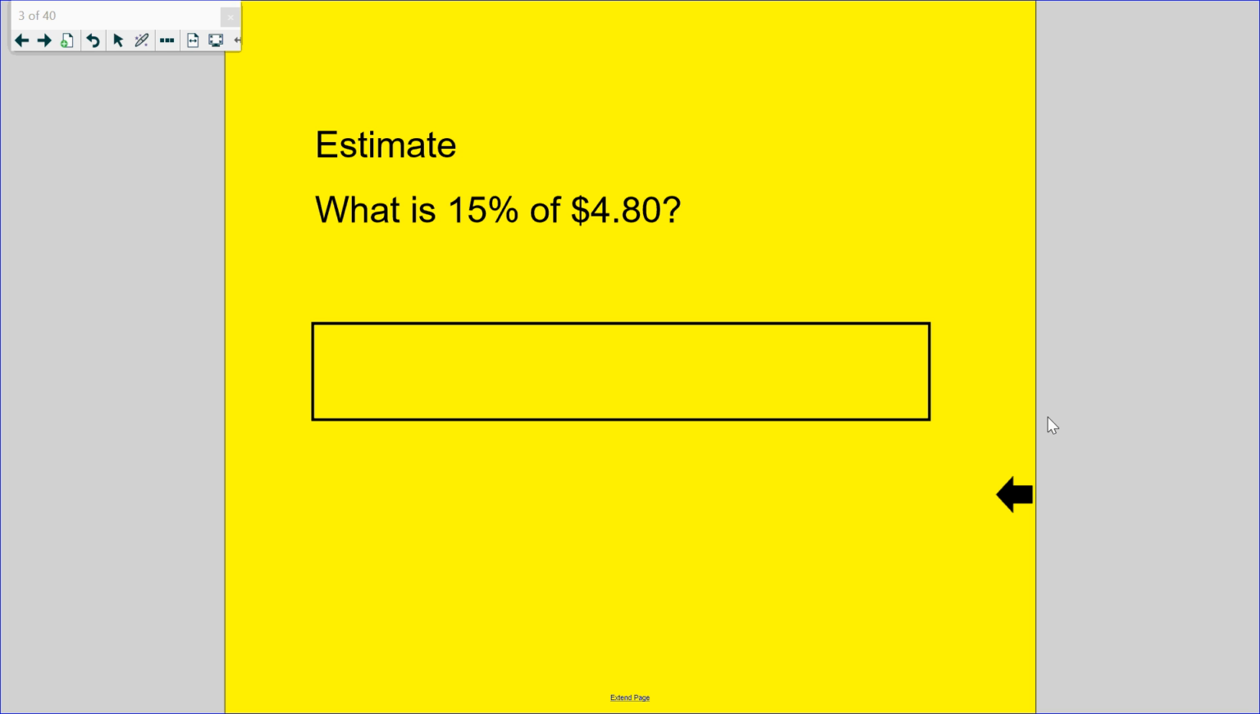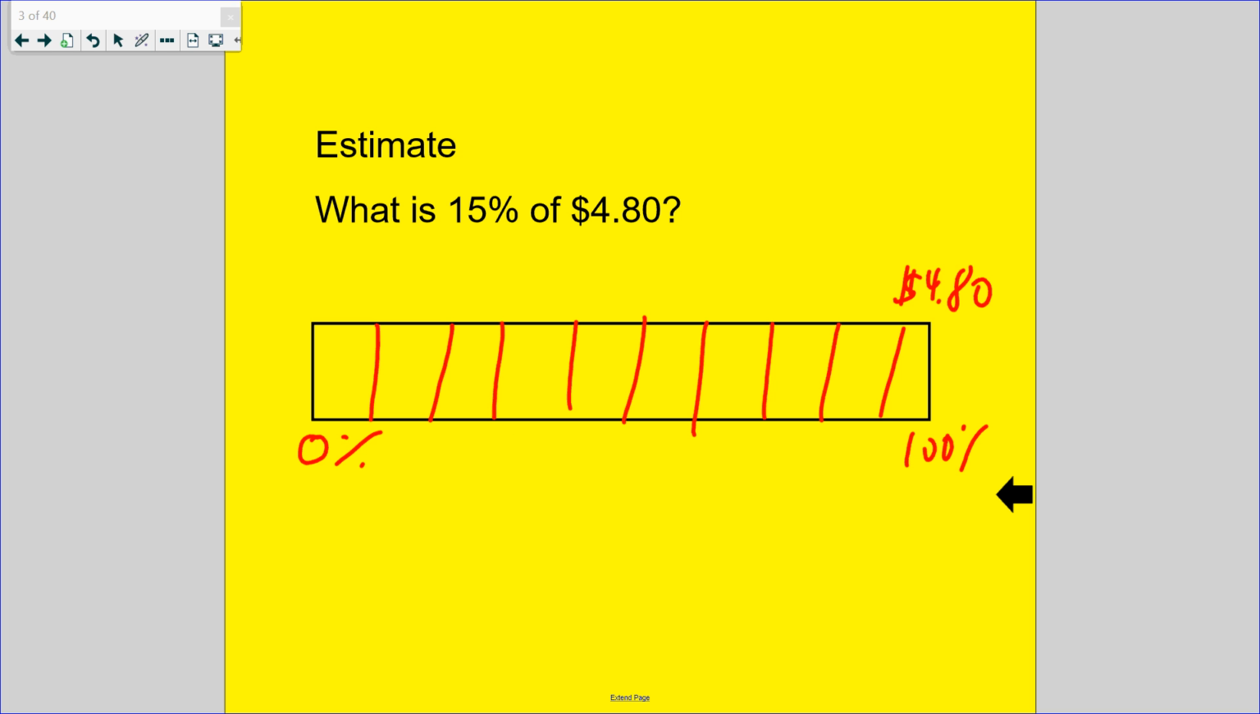So this represents a percent bar. So what do you know about percent bar? Well, you know it's 0% and 100%. So 100% is $4.80. So what is 15% of $4.80? How would you like to approach this? Well, what if I break this into tenths or 10 parts? 1, 2, 3, 4, 5, 6, 7, 8, 9. So 10%.